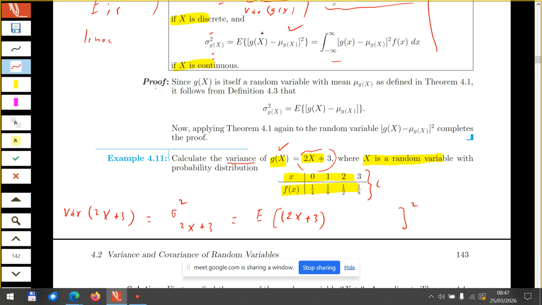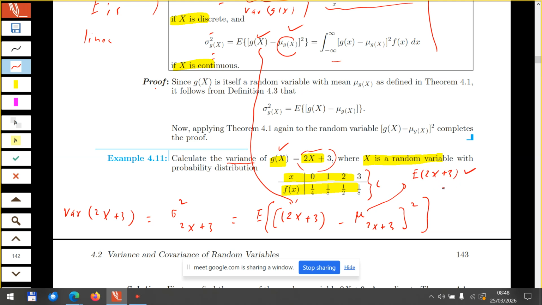This will be your g of x, right? I'm just writing g of x here. Minus, then I need to write this. So it will be mu of 2x plus 3, and then square, and then the expectation. And you know how to work each one of it. You know how to work the mean of 2x plus 3. Mean of 2x plus 3, if you think about it, is actually the expectation of 2x plus 3, right? And for that, you already know the formula.